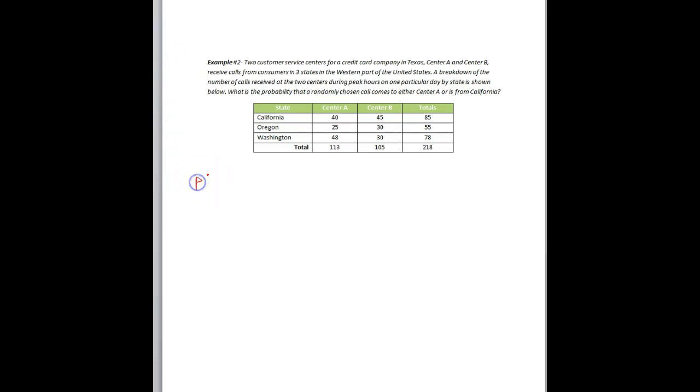Okay, so let's just write down what it's asking us. So it's the probability of Center A union California. And we know from our rule that is the probability of Center A plus the probability of it coming from California minus the intersection of both of them. Okay. So now we're going to look at our table to pull out these values.